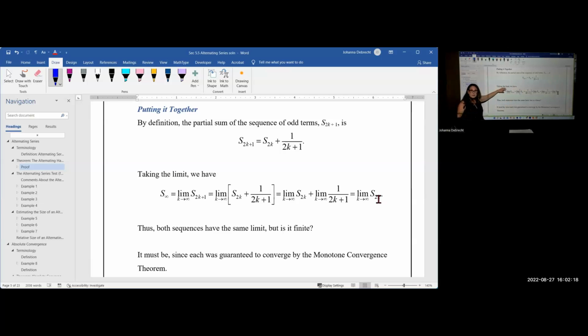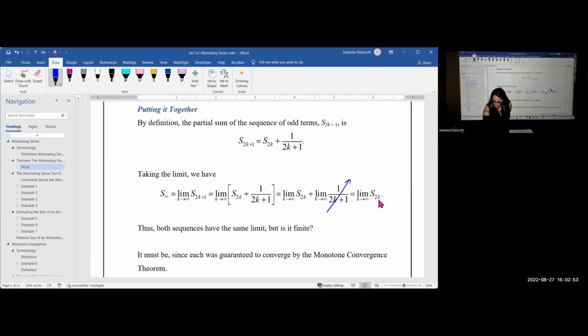Now we can take the limit of both sides of that equation, the limit of the left and the limit of the right. And we know that taking the limit as k goes to infinity should give us S infinity, whatever that comes out to be. And so I have the limit of S sub 2k plus 1 must be the limit of this sum, S sub 2k plus the next term out. But the limit of a sum is the sum of the limits, so I split that up. But the limit of this second term as k goes to infinity, I know that goes to 0.